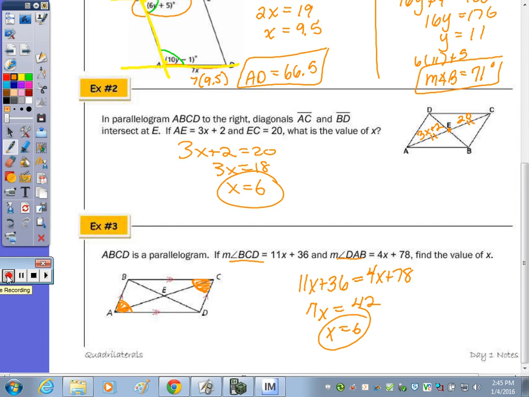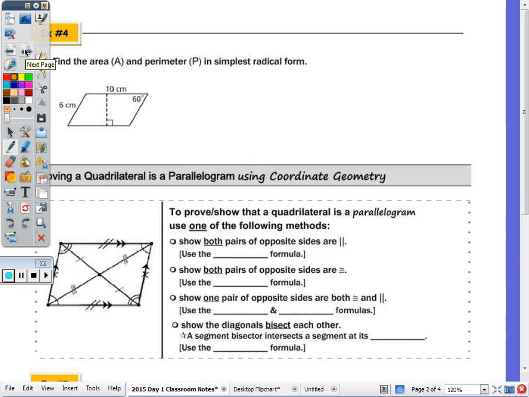Last one before we take a look at some proofs. In number 4, we're going to find the area and perimeter in simplest radical form. We're given the two sides of 6 and 10. We know that opposite sides are congruent, so this is also going to be 10 centimeters, and this is going to be 6 centimeters. So it'll be very easy to find the perimeter, knowing both pairs of opposite sides are congruent. So double 10, double 6, 20 plus 12 is 32 centimeters.